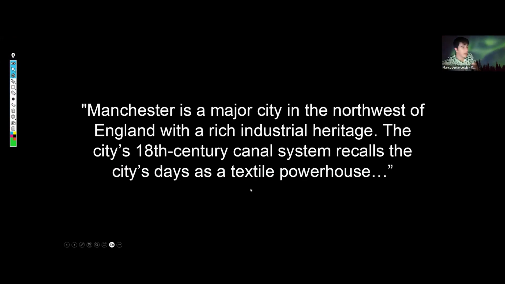So, for instance, encoding in that world means that we begin to detect patterns and we start to predict things, like autocomplete, that is, generate text. A few years ago, completing this kind of sentence was actually pretty hard for a lot of AIs. For instance: Manchester, which is a major city in the northwest of England, rich industrial heritage. The city's 18th century canal system records the city's days as a textile powerhouse. Now, you might think this is pretty straightforward. You and I, as humans, can make out what's going on here. It's like giving you a softball question. What's going to happen next?